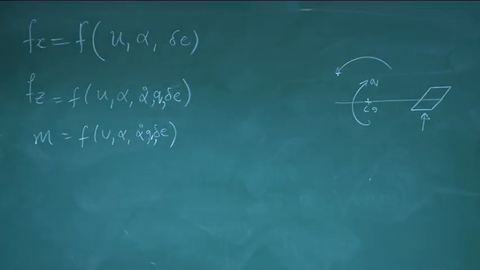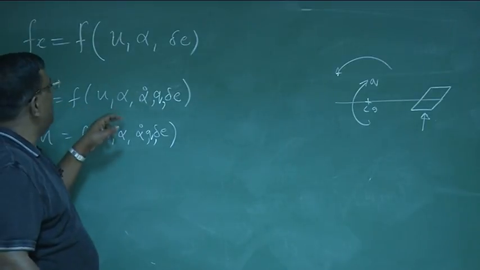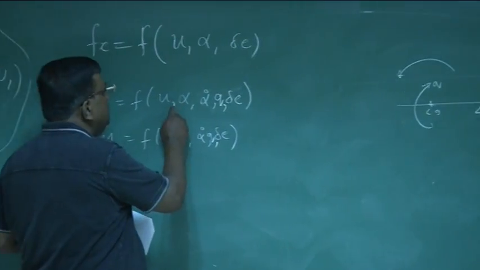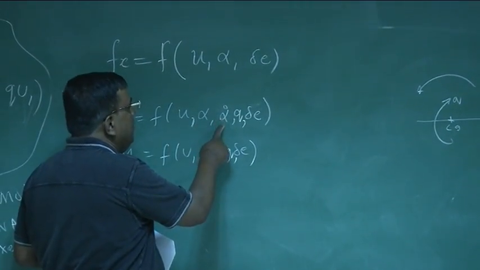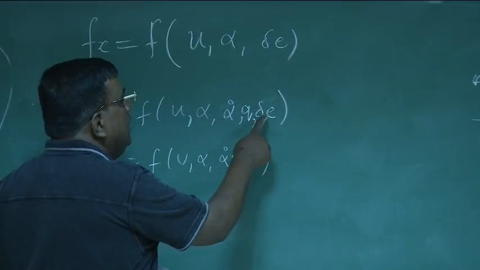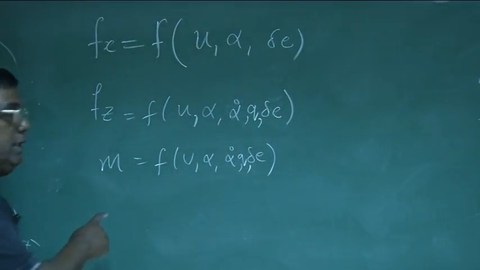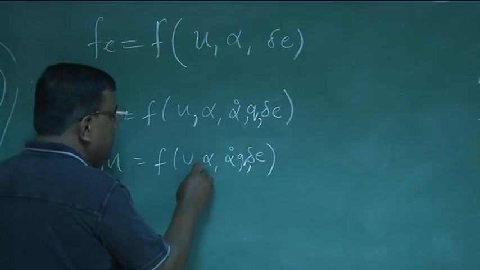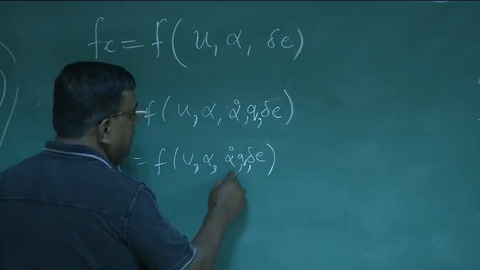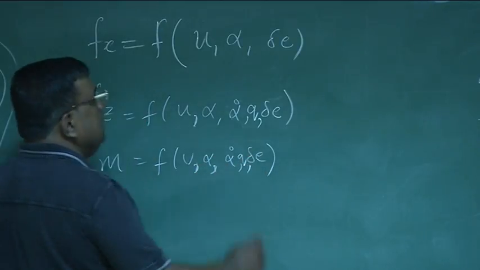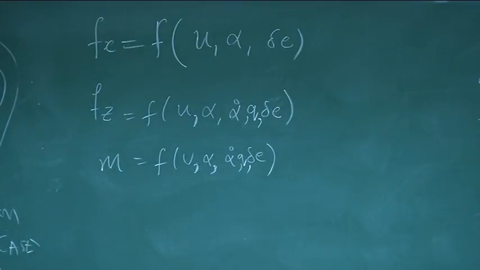So what is my modified thing? Modified thing is fz is a function of perturbed u, perturbed alpha dot, perturbed q, pitch rate, and delta E. And pitching moment is also a function of perturbed u, perturbed alpha dot, perturbed q and delta E. Okay? So this is fairly a good modeling for small disturbances, small perturbation.